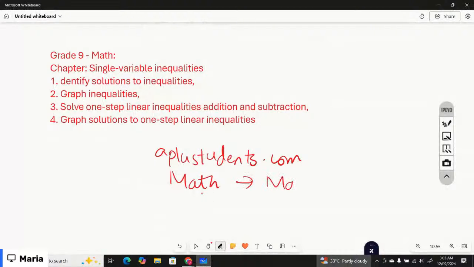Scroll down to grade 9 math and then click on view all lessons. There you can find a list of the chapters. We're going to start with the chapter single variable inequalities. The lessons we're going to cover today are identify solutions to inequalities, graph inequalities, solve one-step linear inequalities addition and subtraction, and graph solutions to one-step linear inequalities.